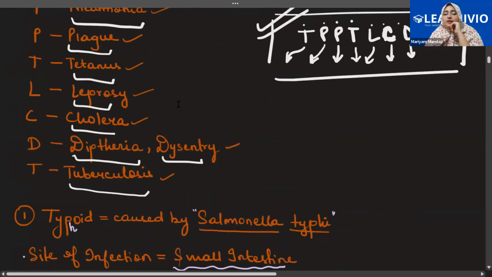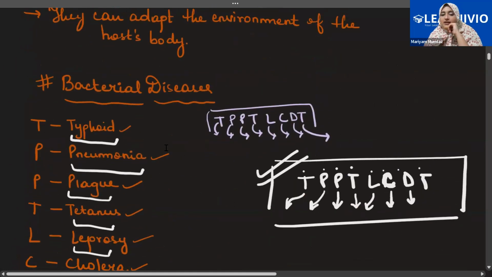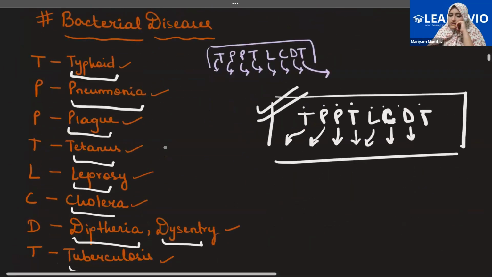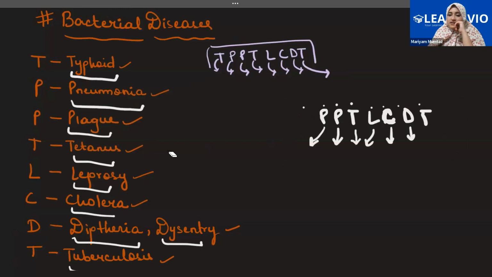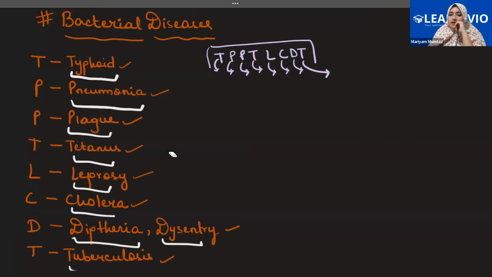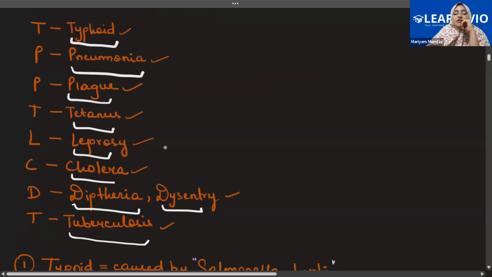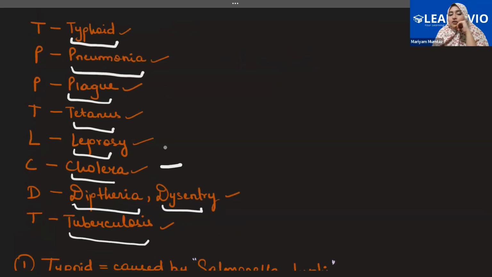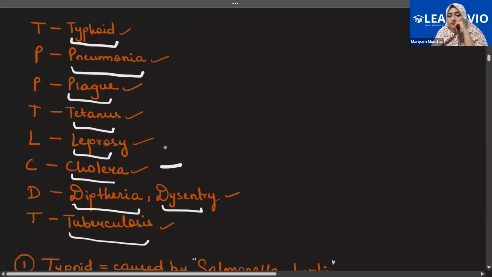When we talk about the bacterial diseases, we know that they are caused by certain bacteria. Each of these diseases is caused by a different kind of bacteria. For example, if we talk about cholera, does anyone know which bacteria causes cholera? Vibrio cholerae.